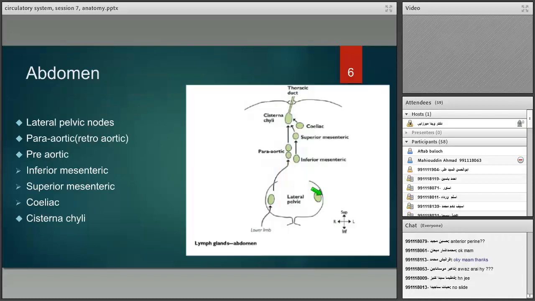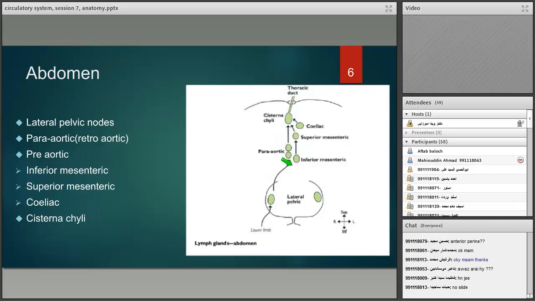Okay. After that, the lymph will enter to the abdomen. The lymphatic system will enter to the abdomen. We have some lateral pelvic nodes. Look at here, lateral pelvic nodes. And after that, they are draining into the common iliac nodes and coming beside the aorta.